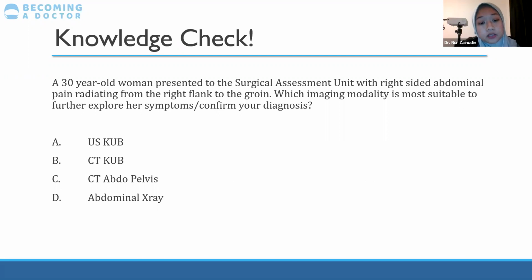An abdominal X-ray is quite useful because, especially if they have calcified stones, they will show up on the X-ray. But abdominal X-rays aren't as sensitive or as specific as an ultrasound KUB would be. Ultrasound KUB is normally the choice for possible renal colic.